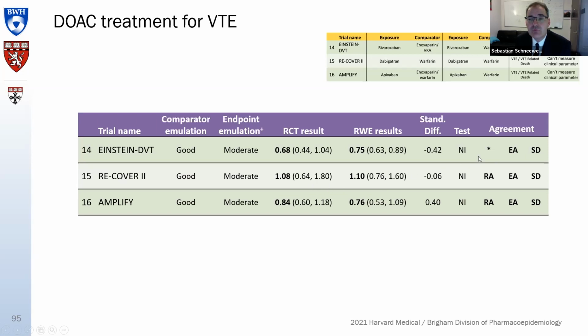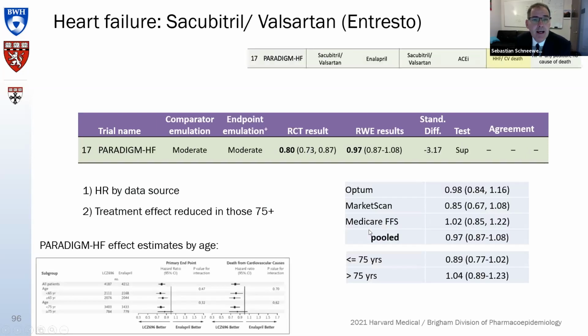Again, that is kind of a limitation of a binary agreement statistic. Overall, we felt quite good about all these emulations: 1.08, 1.10, 0.84, 0.776. PARADIGM-HF, where the randomized trial had a solid 20% reduction in heart failure hospitalization and CV mortality. We could not reproduce that in our real world evidence study. We are still struggling and trying to find out what happened in our emulation.